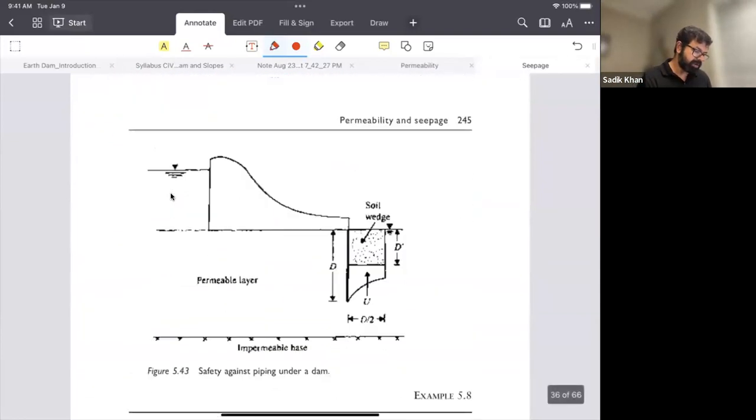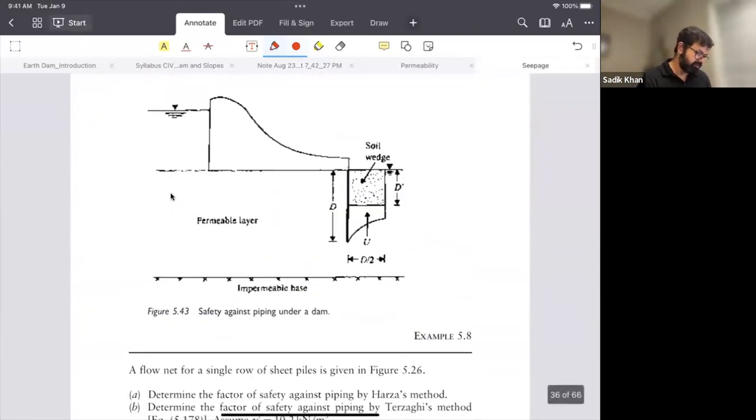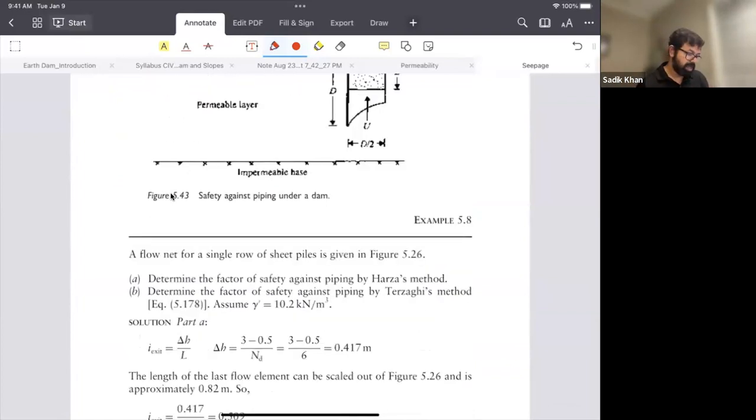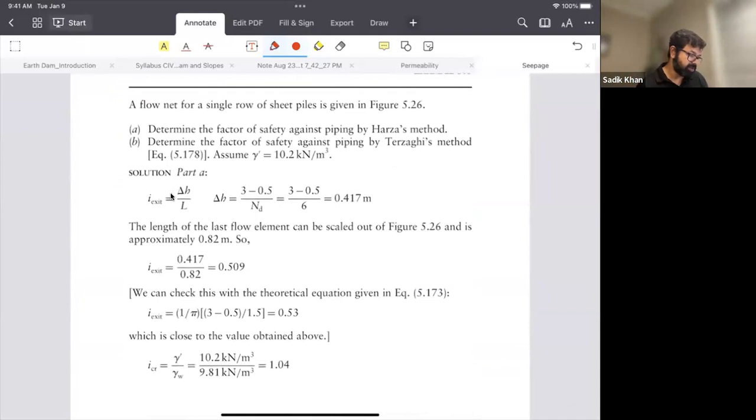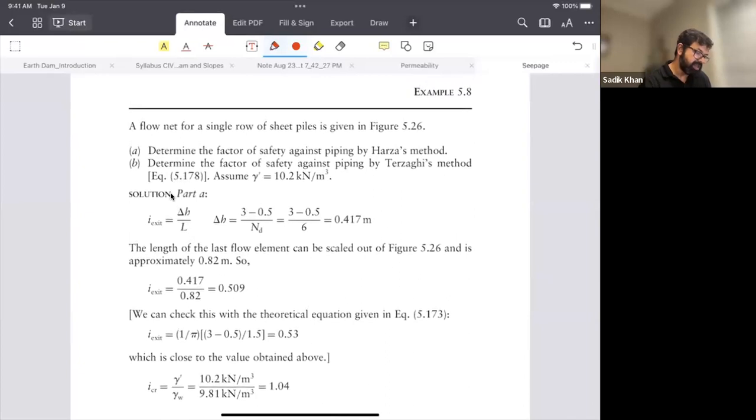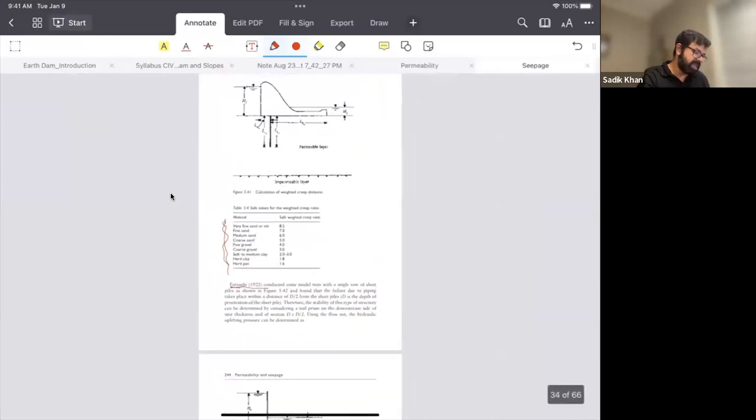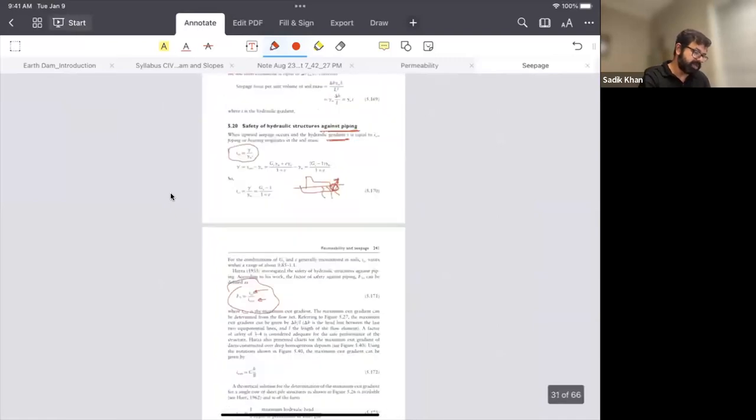Okay, so from there we can calculate the factor of safety against piping, you know. So these are the three methods. The first method is the critical exit gradient. The second one is the Lane method, and the third one is the Terzaghi method. Three methods. And so there are some problems on this. I think it's the same problem, the flow net of a single sheet pile, 5.26. The 5.26 is, I think, the same as the first problem that we did.